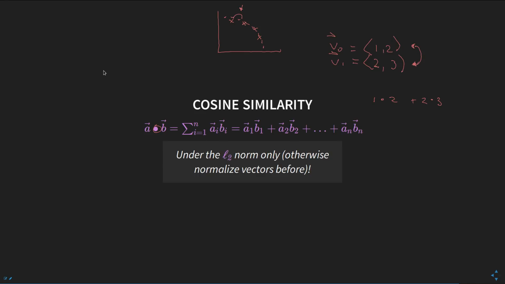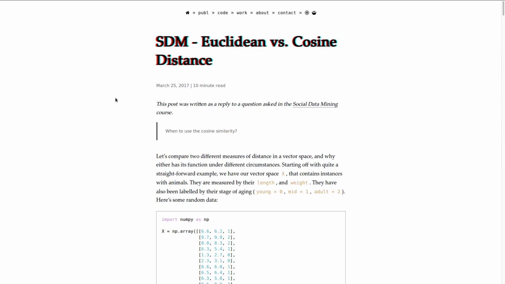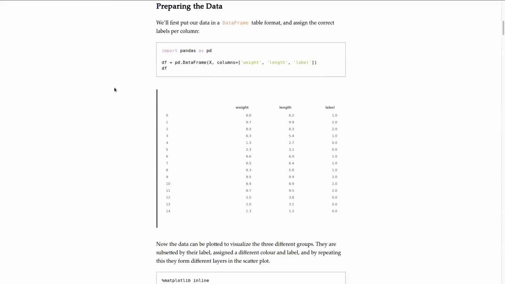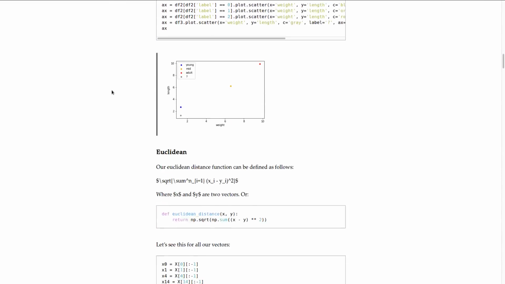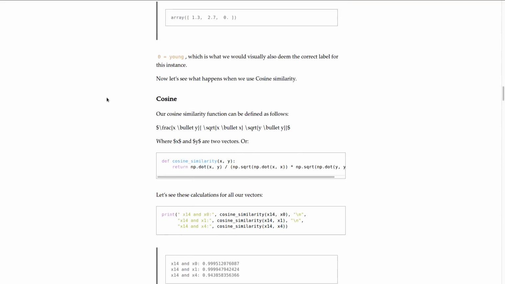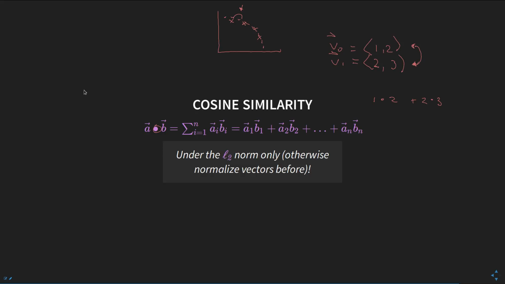Now for the previous data mining iteration, I wrote a small blog post to compare cosine similarity and Euclidean distance. I will add it to the reading materials. It does a practical comparison between these two metrics. It will shed a bit of light on these.